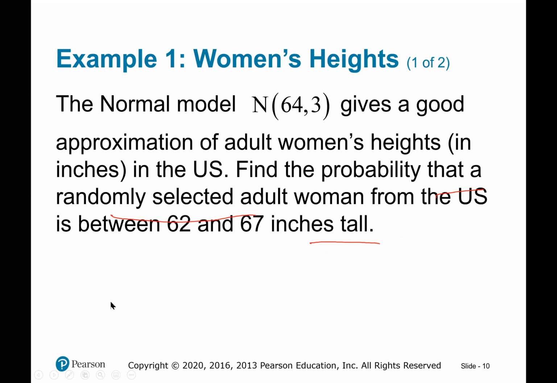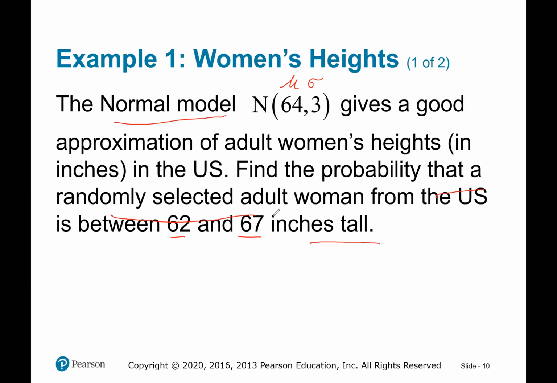Okay, so let's move to this one. Example number 1 is about women's height. The normal model is N(64, 3), which means a normal distribution with mean 64 and standard deviation 3. Do you remember that the mean usually is a big number and the standard deviation should be the smaller number? So don't mess up with that. It gives a good approximation of adult women's height in inches in the US, and find the probability that a randomly selected adult woman from the US is between 62 and 67 inches tall.